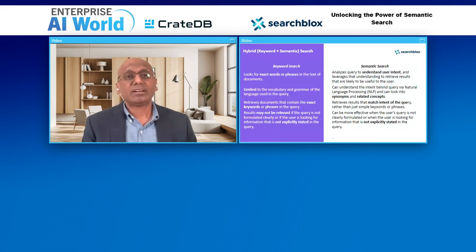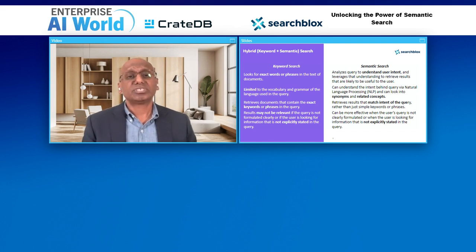Now, how do we look at hybrid search? Hybrid search combines elements of both vector and keyword search. Keyword search looks for exact words or phrases in the text of the documents, and semantic search analyzes the query to understand the user intent and leverages that understanding to retrieve results that are likely to be useful to the end users. Keyword search is limited to the vocabulary and grammar of the language used in the query, whereas semantic search or vector search can understand the intent behind the query and can look into similar concepts and synonym-related information.